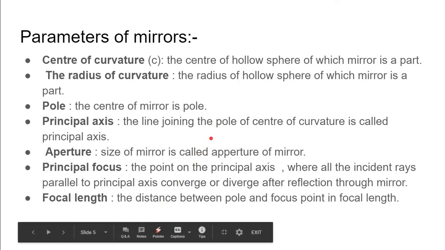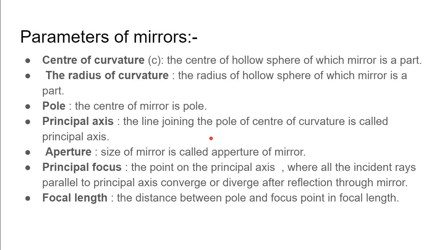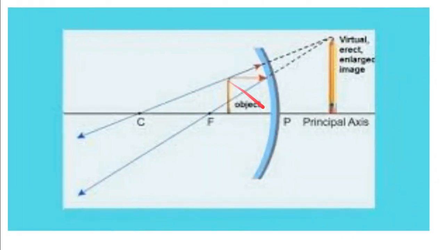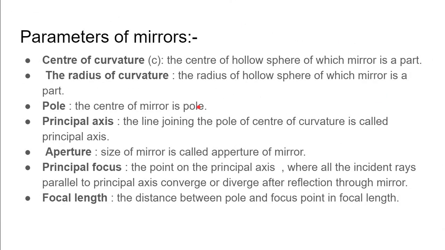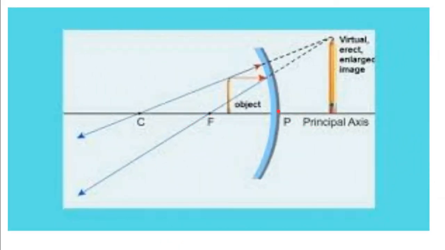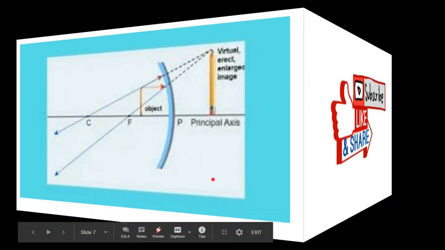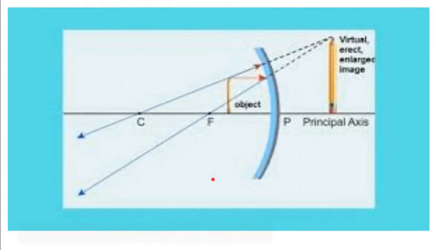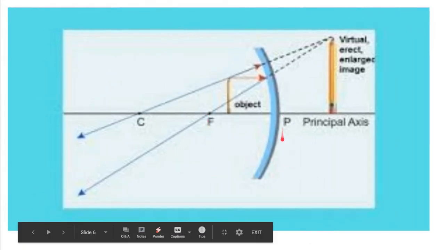Principal focus. The principal focus is denoted by F, which lies between the center of curvature and the mirror. This is F. And focal length. The focal length is the distance between the pole and the principal focus. So this length is called focal length.